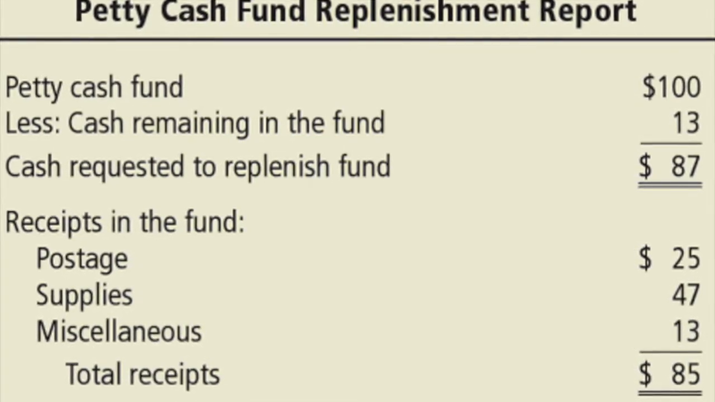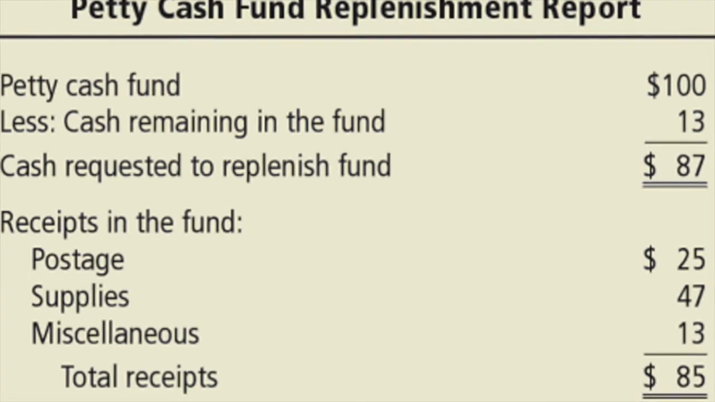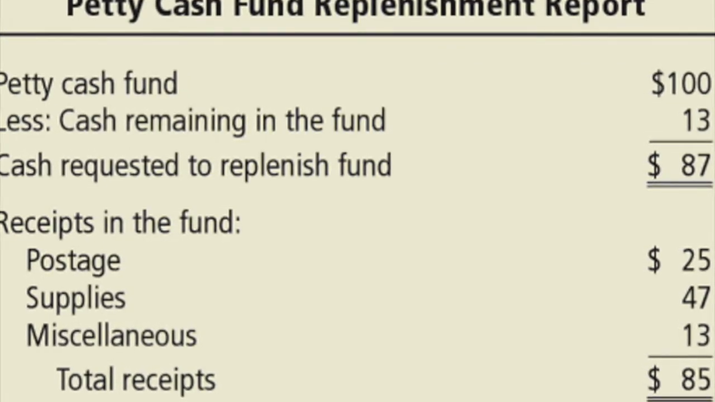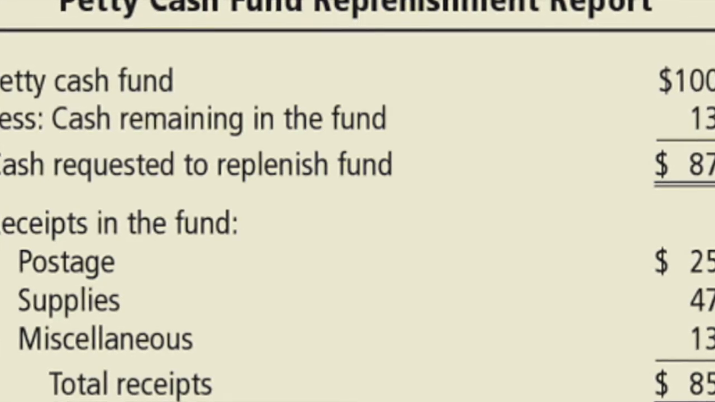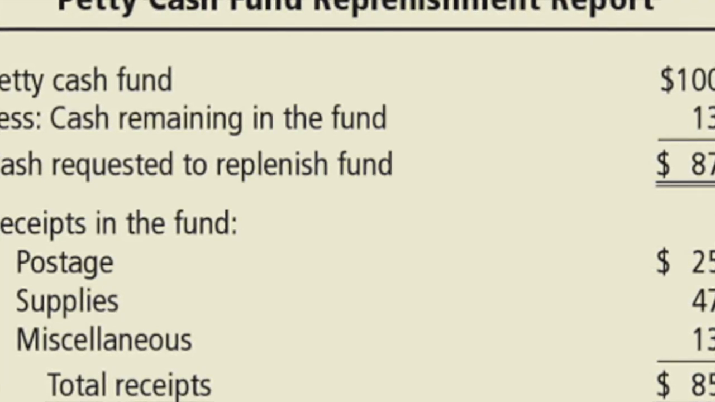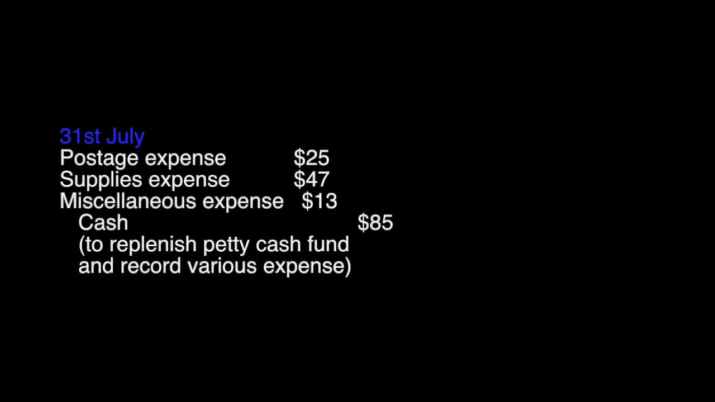But right now, let's assume that the cash requested to replenish the fund and the total receipts show equal amounts of $85. Then the company will cash a check for $85 to replenish the fund. And the following entry will be made. The entry shows an increase in expense accounts and a decrease in cash account.